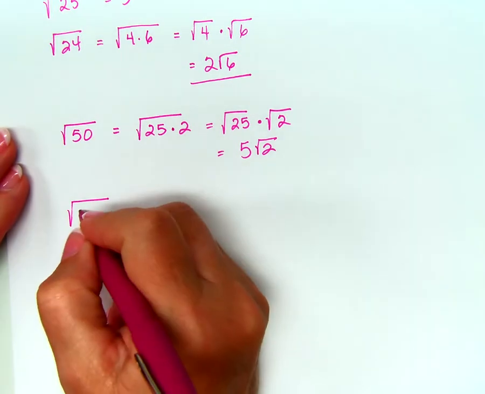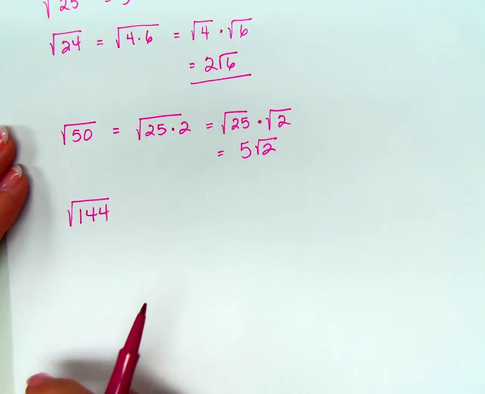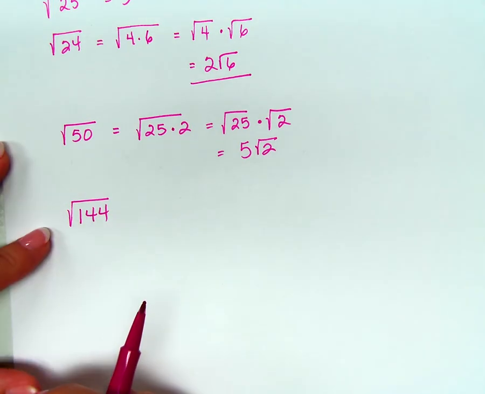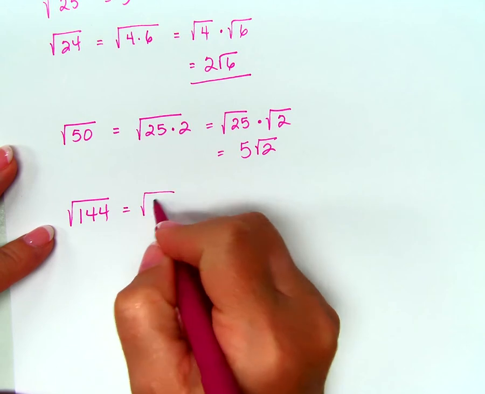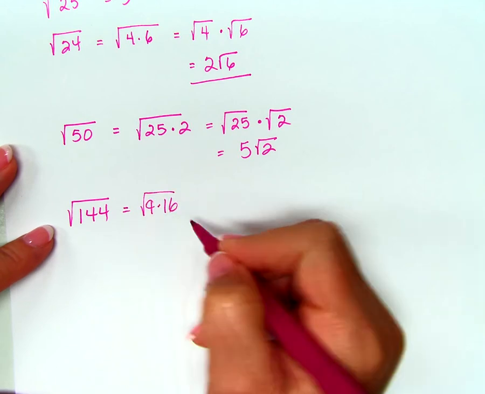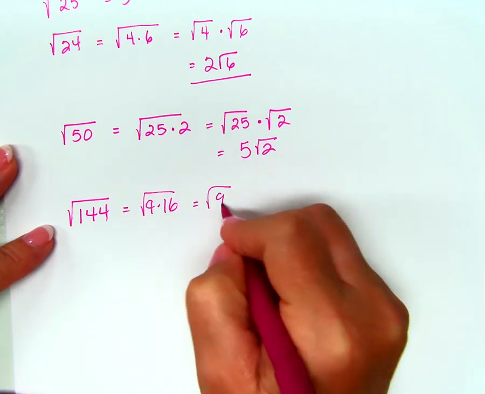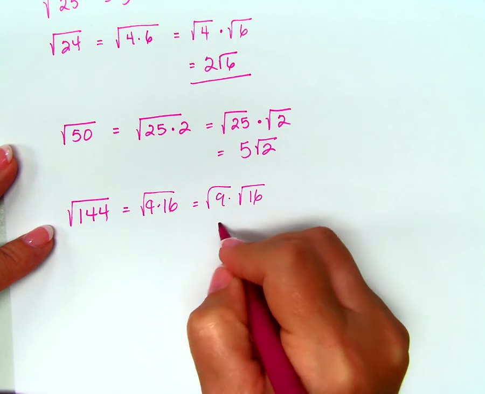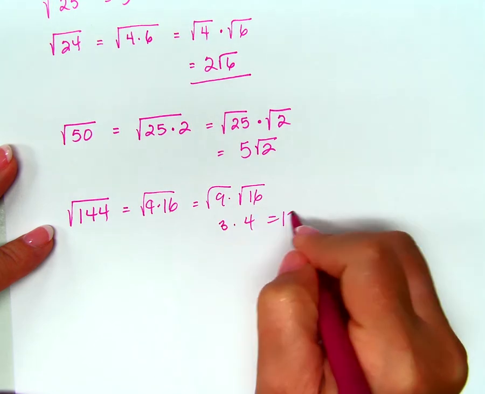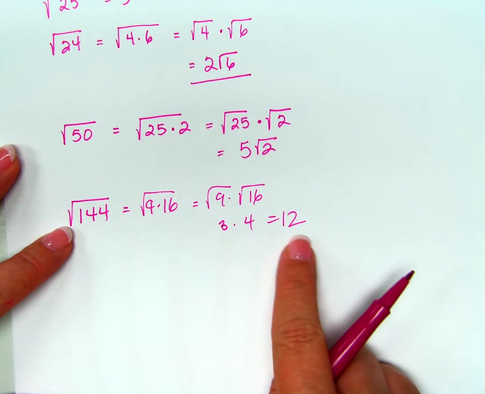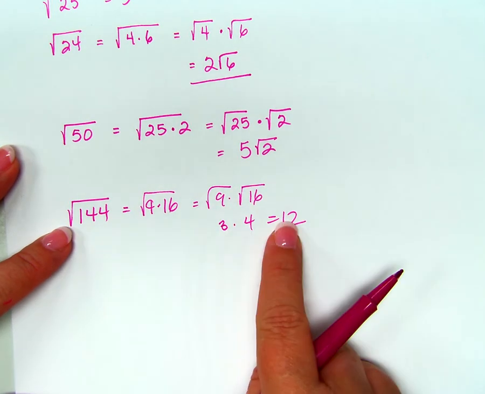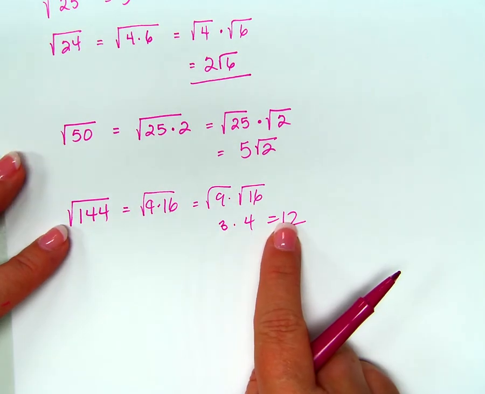If I ask you for the square root of 144, do you know the square root of 144? 12. It's 12, right? You're probably not going to think, oh, that's 9 times 16. Oh, that's the square root of 9 times the square root of 16. Oh, that's 3 times 4. Oh, that's 12. See what I'm saying? You're probably going to go from here to here, not all the way through there.